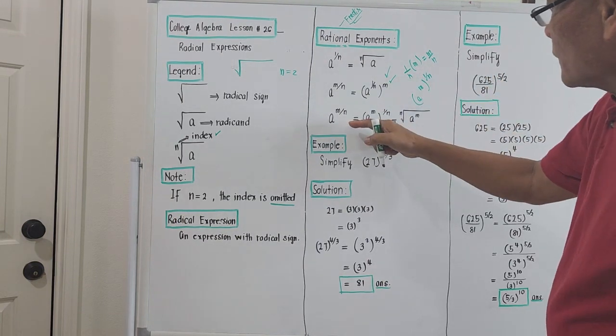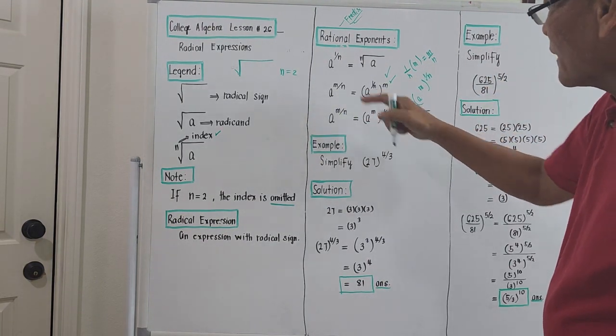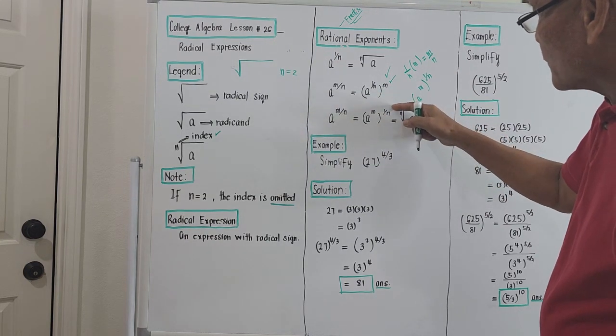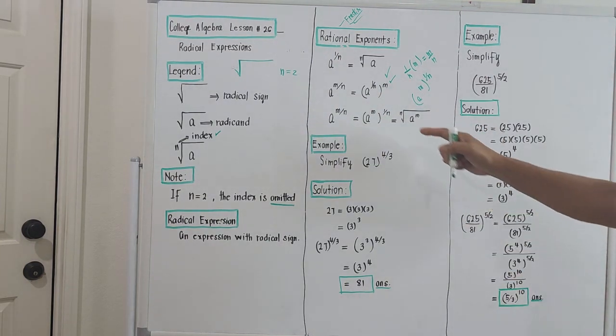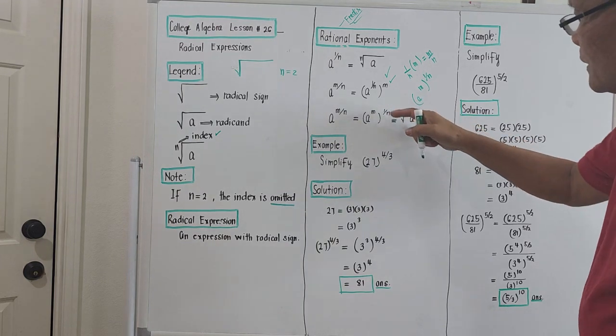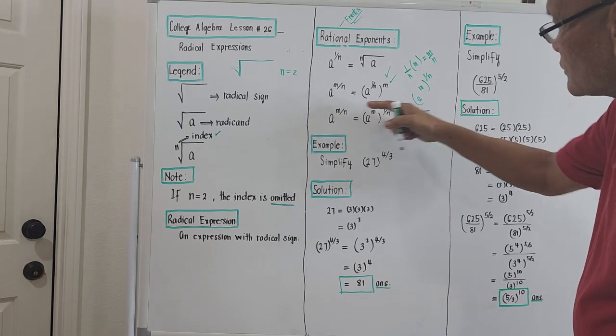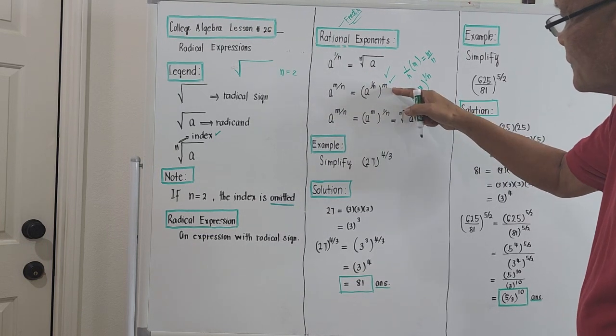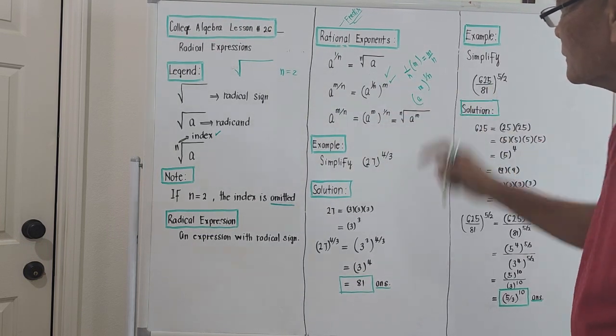So the next equivalent of e raised to m over n can now be written as e raised to m times 1 over n. Anyway, the operation is multiplication, right? Because m times 1 over n is actually m over n, right? And 1 over n times m is still m over n.